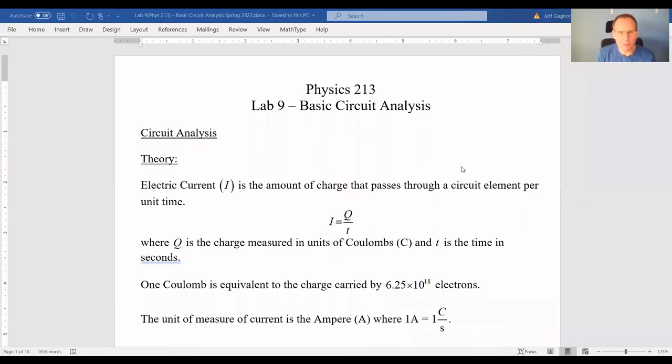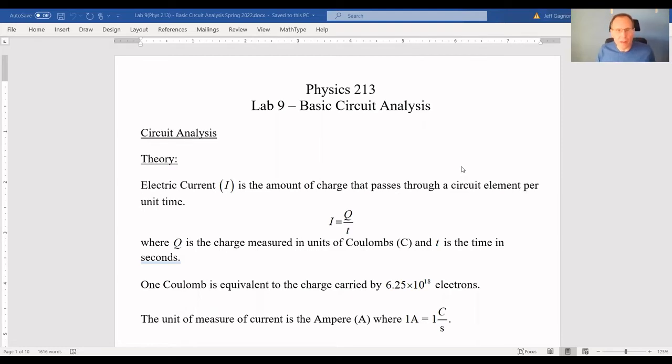Hello, everyone, and welcome to Physics 213. This is Lab 9 on basic circuit analysis. So we'll look at basic circuits consisting of batteries and resistors. And basically, we'll look at two different types of circuits, something called a series circuit and something called a parallel circuit.